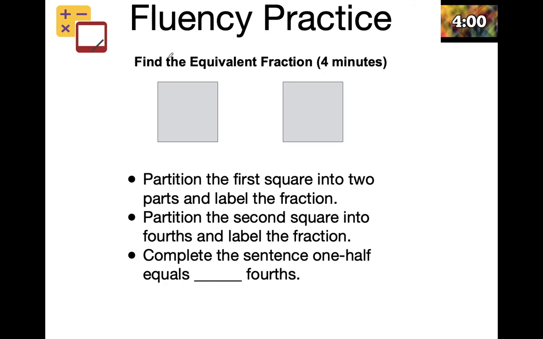And in one square, I would like for you to partition it into two equal parts. Just try your best. And then you label the fraction. So if we have two equal parts, we know that this part is 1/2 and this other part is 1/2. We have two parts. It's one out of two equal parts. Now it asks us to partition the second square into fourths and label the fraction.